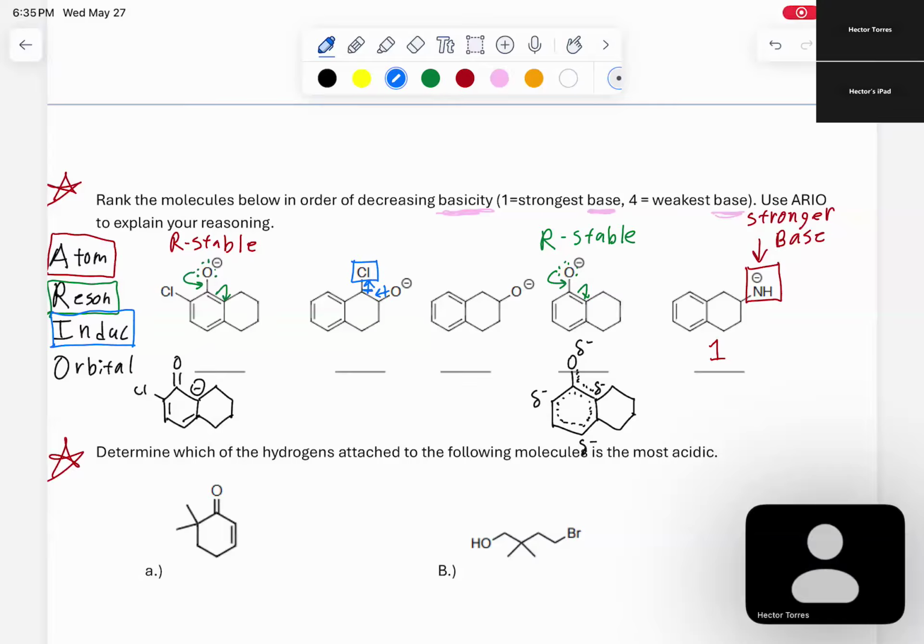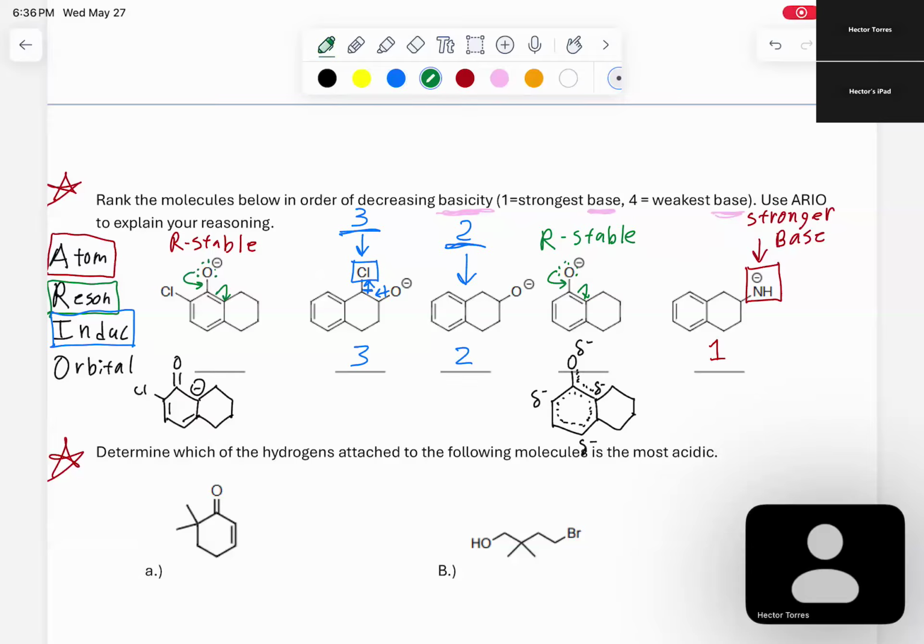So this one, compared to this one, they both do not have resonance. However, one has induction and one does not. So induction helps to stabilize it, thus making it a weaker base. So this one here is going to be number 2, and this one here is going to be number 3. Neither of them, they both have oxygens, so we looked at the atom. They both do not have resonance, so that doesn't help to stabilize them. Next thing, induction. One has induction, one does not. So this one's going to be 2 and 3.